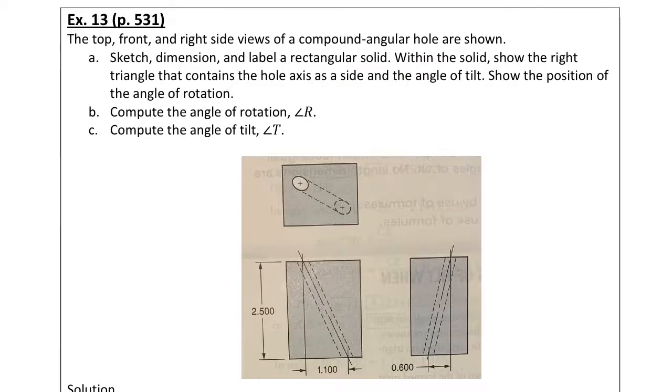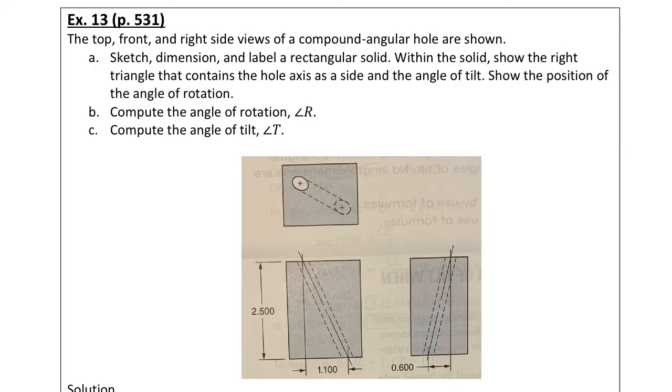Here we have exercise 13 on page 531. The top, front, and right side views of a compound angular hole are shown. Part A. Sketch, dimension, and label a rectangular solid. Within the solid, show the right triangle that contains the hole axis as a side and the angle of tilt. Show the position of the angle of rotation. Part B. Compute the angle of rotation R. Part C. Compute the angle of tilt T.